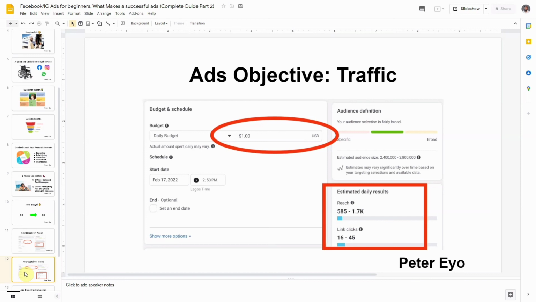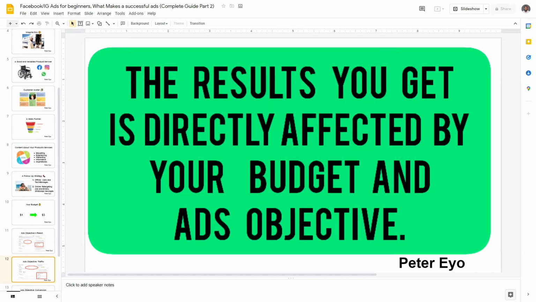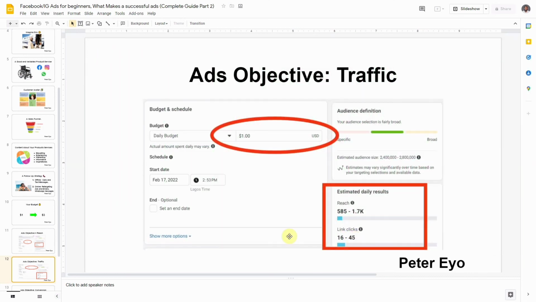Have it in mind that the budget is the same, the target audience is also the same, but the only different thing is your ads objective, which is traffic. That means you are sending people outside Facebook. That is why the estimated daily result has dropped. You're only going to reach 585 to 1,700 people, and the link clicks you are assured of is 16 to 45. Remember I said that your ads result is directly affected by your budget and the ads objective. Now let's look at another one.